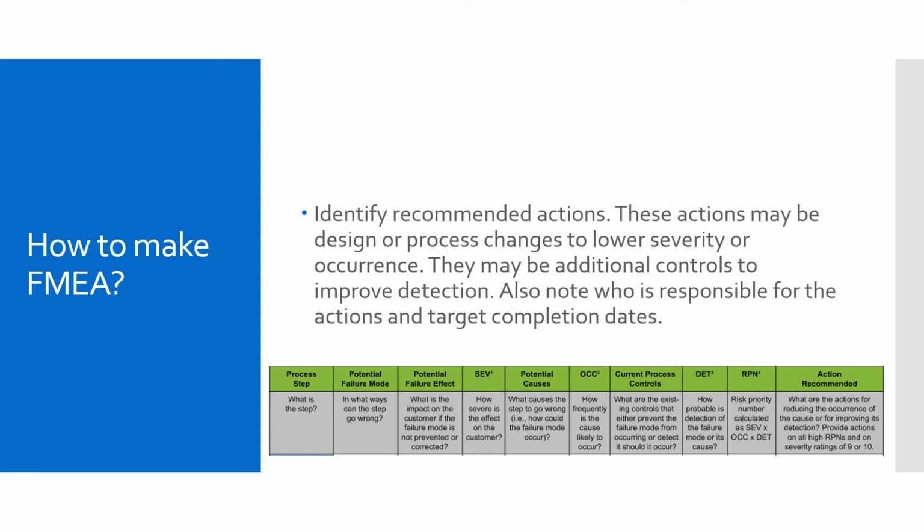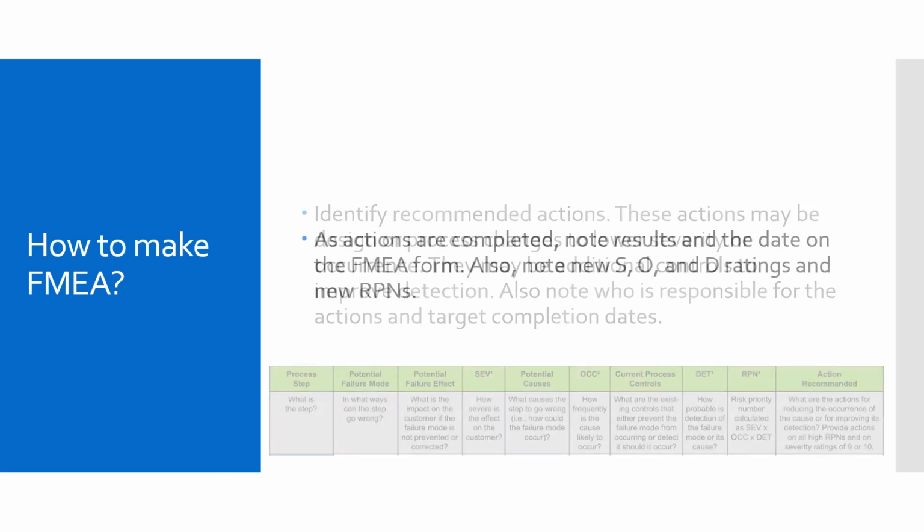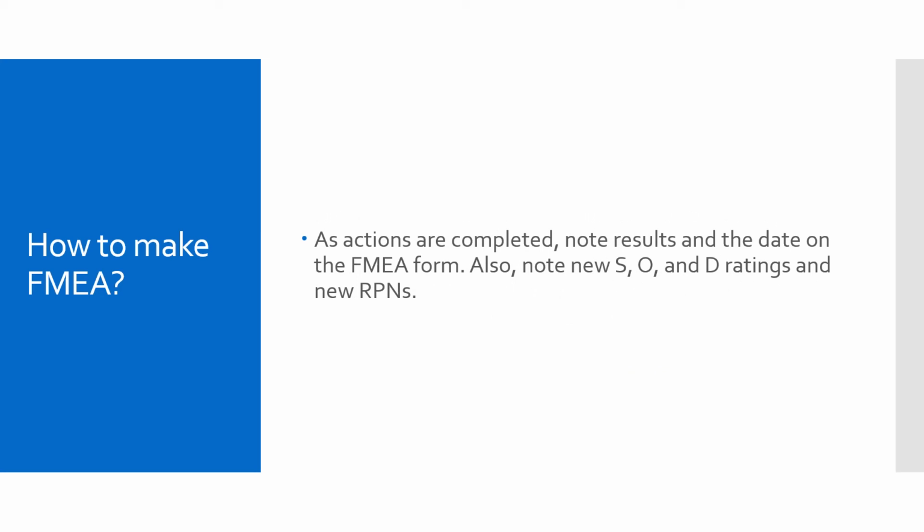Step 14. Identify recommended actions. These actions may be design or process changes to lower severity or occurrence. They may be additional controls to improve detection. Also note who is responsible for the actions and target completion dates. Step 15. As actions are completed, note results and the date on the FMEA form. Also, note new S, O, and D ratings and new RPNs.